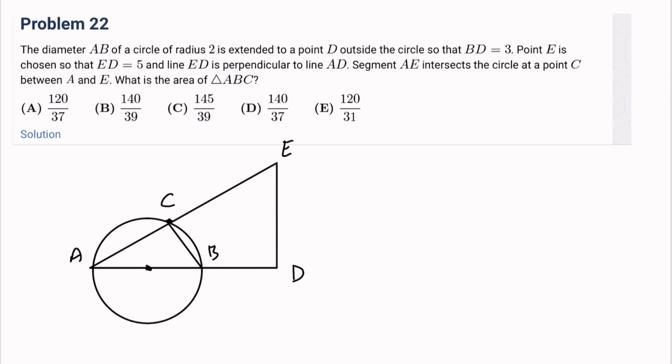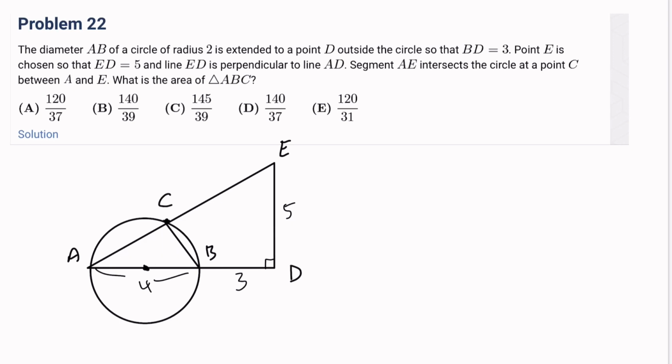The circle has radius 2, so this is 2. And so this whole thing will be 4, right? And BD is 3, and ED is 5, and ED is perpendicular to AD, and this intersects at point C, that's this point right here. And so we want this area, right? And since C is on the circle and AB is the diameter, that means that this is a right angle. And so if we only get this length and this length, then we have our answer, right?